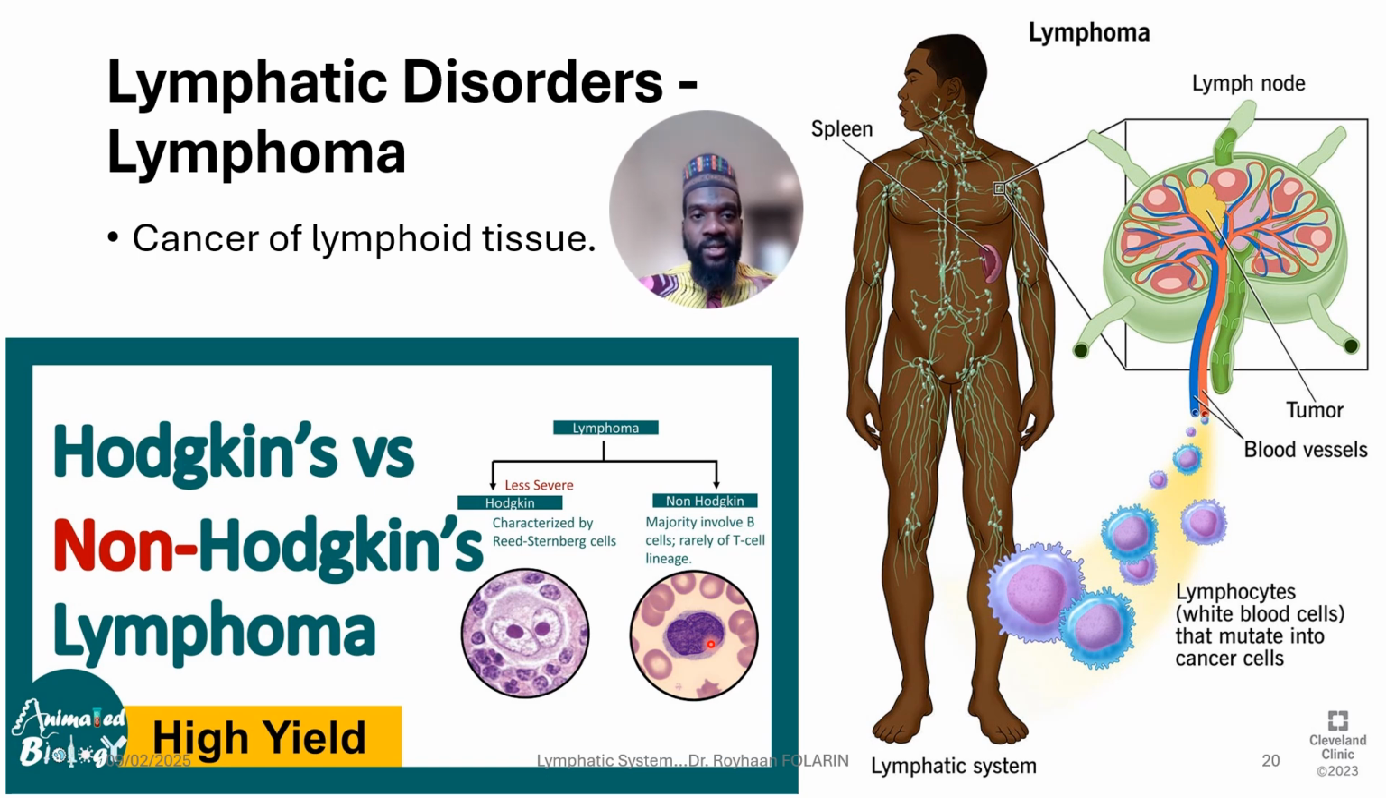Both the Hodgkin and non-Hodgkin present with persistent swollen lymph nodes, which can be painless in most cases. It could also come with fever, night sweats, fatigue, itching, and the treatment usually depends on the type and stage of the lymphoma.